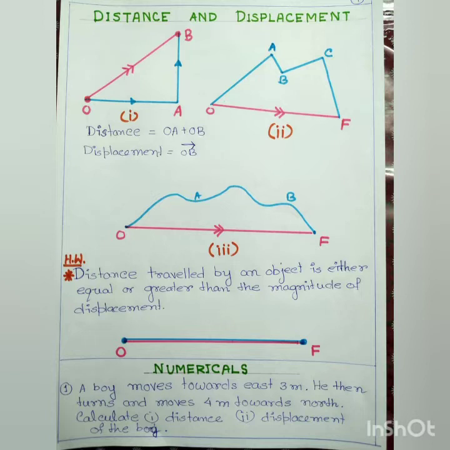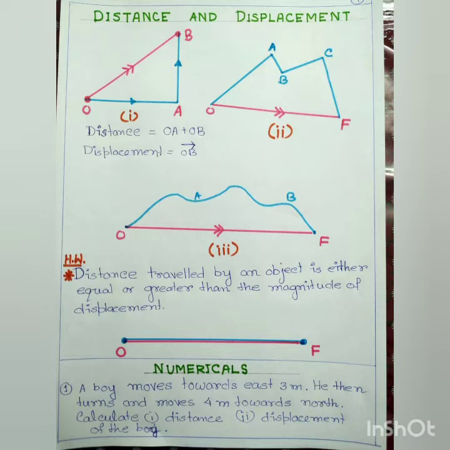Now let us consider the third example. If you consider any string or rope and take it in any zigzag way like OABF, and just allow an ant to move along this curved path. Now if I ask what is the distance covered by the ant, then you have to stretch the string and the total length of the string will be the distance covered by the ant.